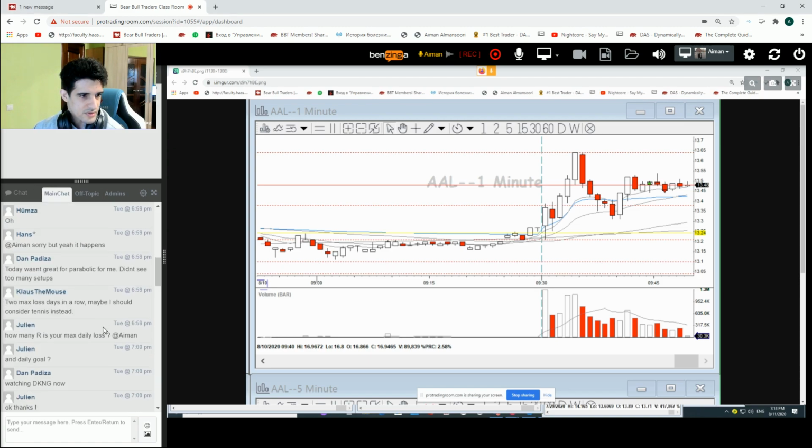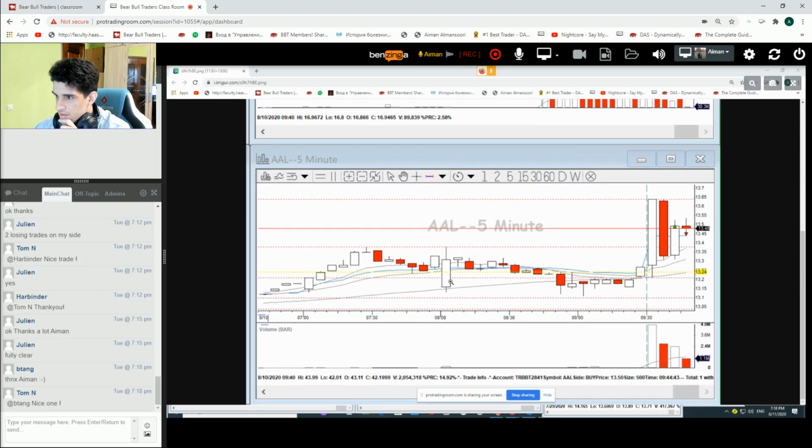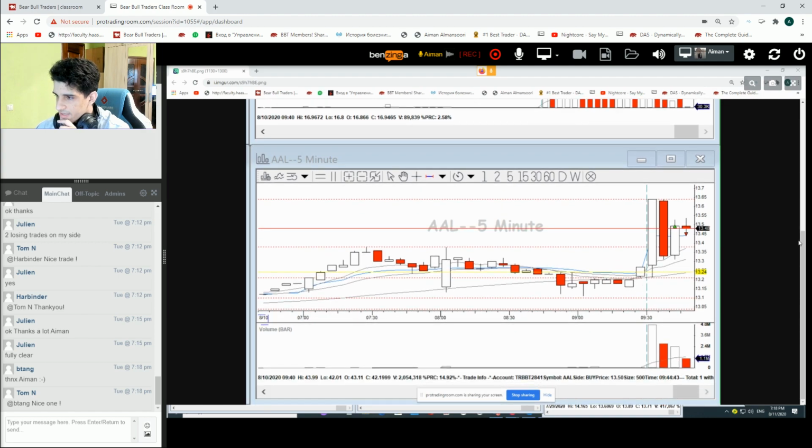Lenny, let's see what you did here. Lenny traded AAL, and this was a long setup for Lenny. This is not a bad long setup. Why is that? Look at these guys. AAL in the pre-market mostly holding above VWAP. Before the market opened, it dropped below VWAP. At the open, it's squeezing above VWAP and above the moving averages and above the high of the pre-market.